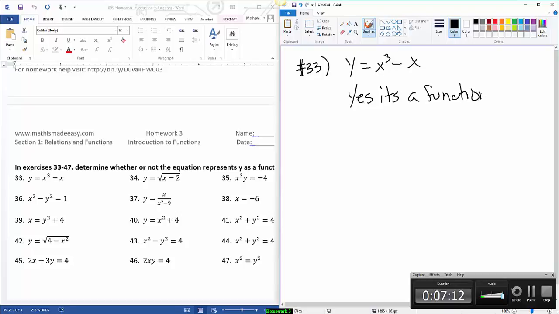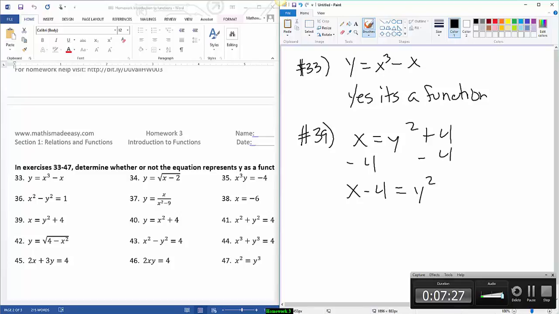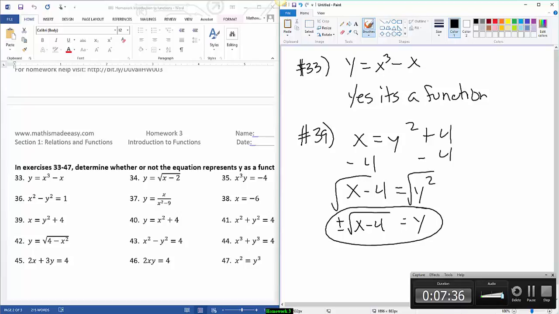There's no way that through this my x value can get mapped to more than 1. Maybe number 39. x equals y squared plus 4. Well, if I minus 4 on both sides, I get x minus 4 equals y squared. Square root both sides, and I get plus or minus the square root of x minus 4 equals y. So for this one, because I do have that plus or minus, that means that if I plug in a value for x, like 1, it won't work. Let's try 5. 5 is going to give me a positive 1 and a negative 1 for y. So because it's mapped to both of them, it's not a function.